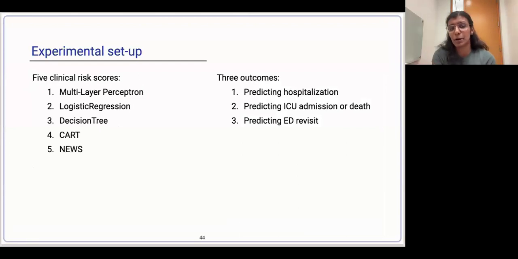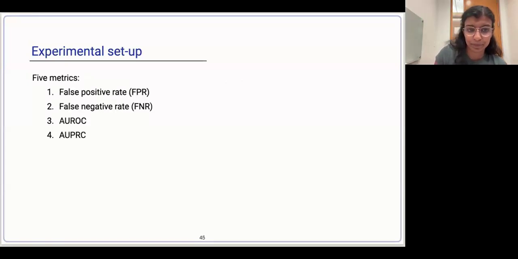So we designed our experimental setup to capture a broad range of settings in order to describe a set of risk scores, outcomes, and metrics that capture what researchers in machine learning for healthcare might care about. So we look at these 3 machine learning-based risk scores and 2 pre-existing clinical risk scores. And in terms of outcomes, we include 3. We have predicting hospitalization after an emergency department admission. We have predicting ICU admission or death. And we have predicting an ED revisit within 3 days.